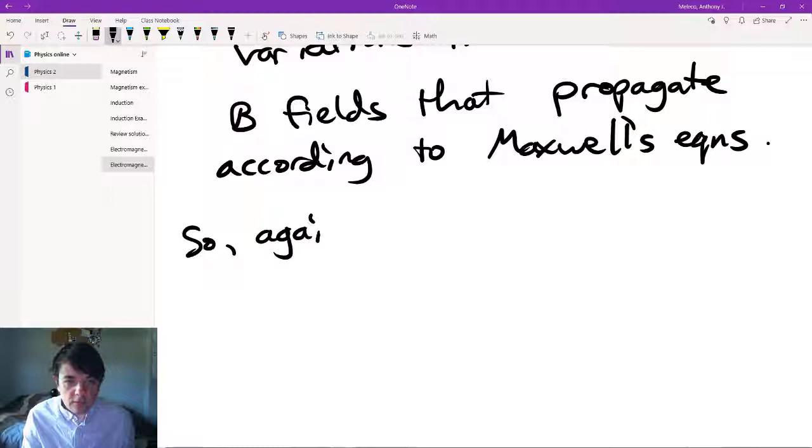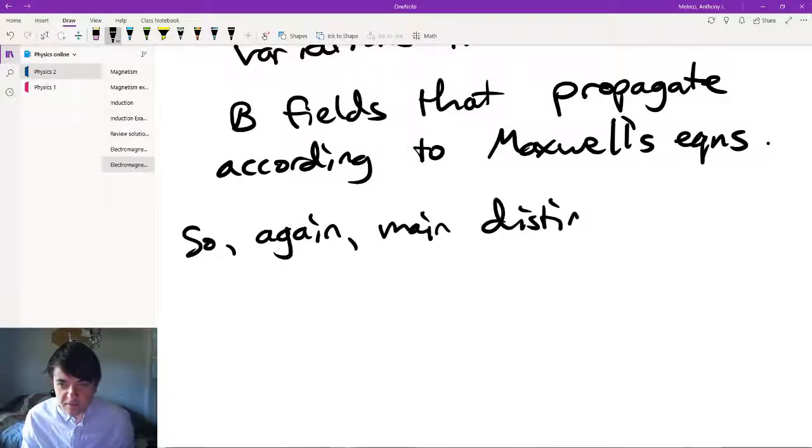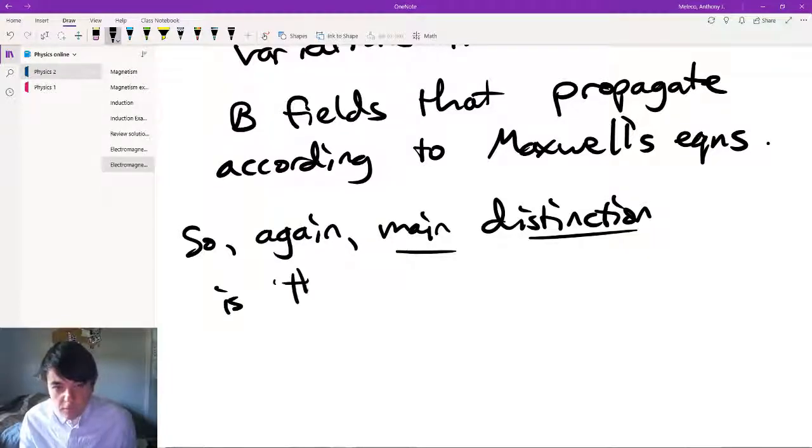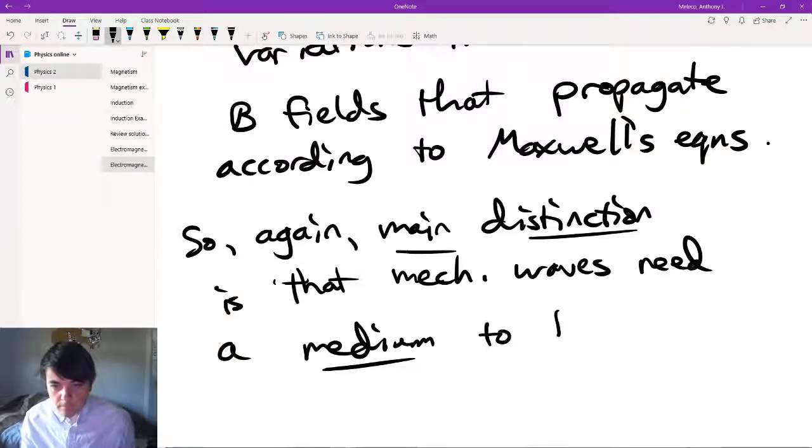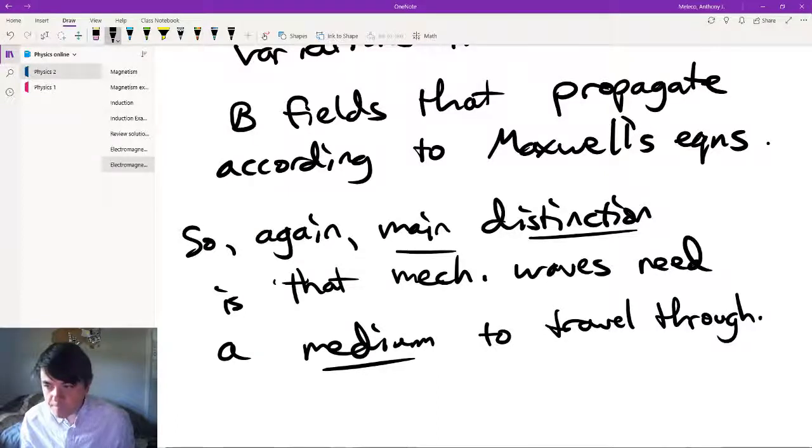So again, main distinction. There's others like the speed at which they propagate, but the main distinction is that mechanical waves need a medium to travel through. Okay.